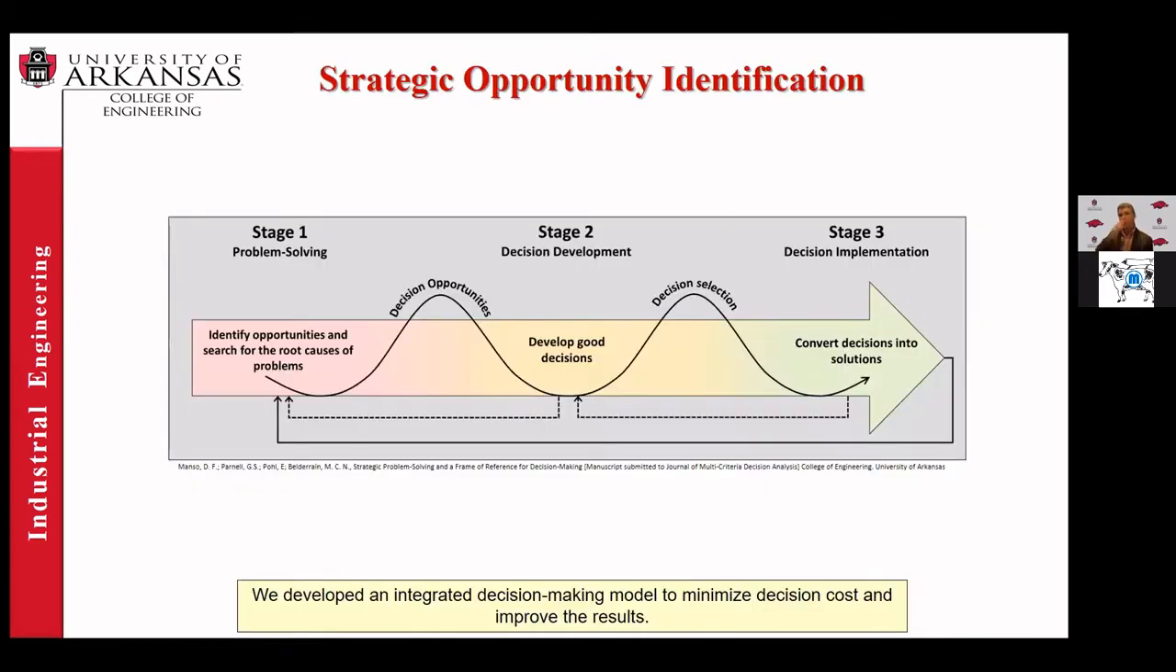Now, our research usually takes in a lot, and you can look at it in three phases, right? You can be in the area that's trying to identify certain opportunities and look for the root causes of problems. So that's the problem solving stage, and that really helps you identify the decision opportunities. Once you have those decision opportunities identified, then you can develop tools and techniques to develop good decisions. From those good decisions, you then can convert them into implementation, so solutions, right? Most of our work is in stage 2 and stage 3.